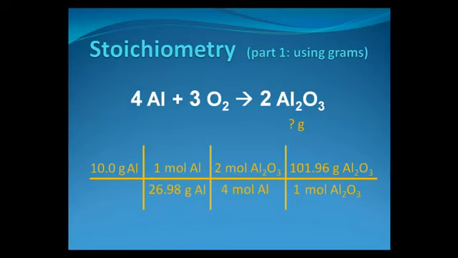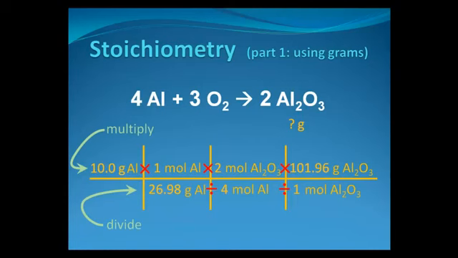We've now set up the calculation, and let's talk about how to do it. The top of the calculation is used to multiply. In other words, we're going to literally multiply all those numbers together. On the bottom of the calculation, we're going to divide. In other words, we're going to divide by each of those numbers in a row. So let me read it off to you. We're going to take 10 times 1 times 2 times 101.96 and divide it by 26.98, divided by 4, divided by 1.